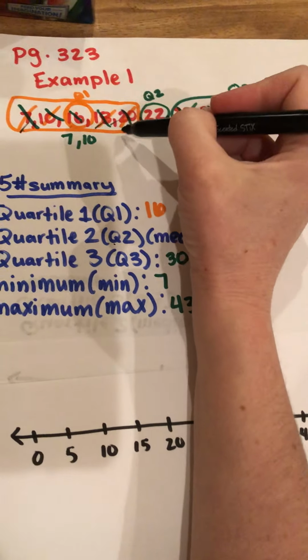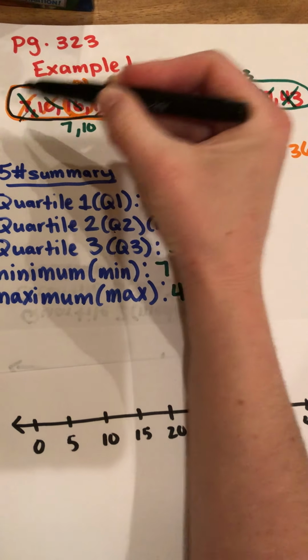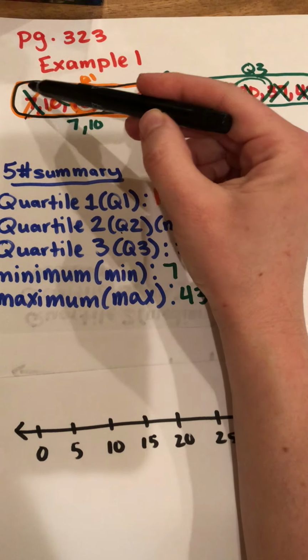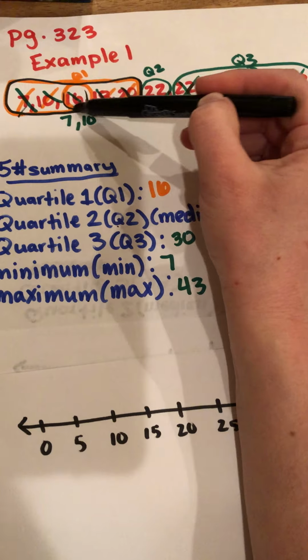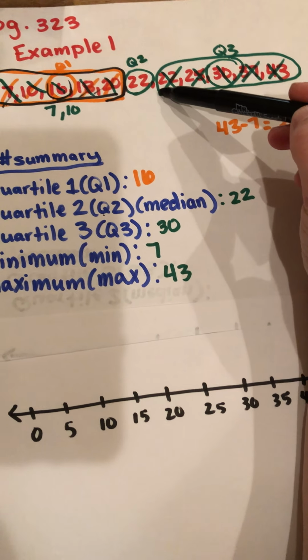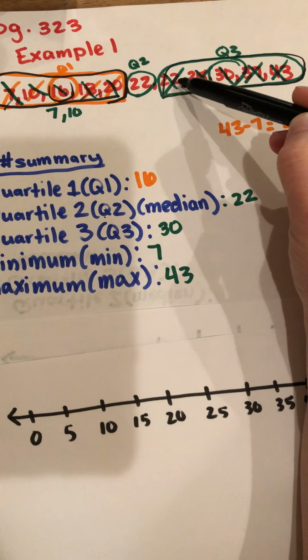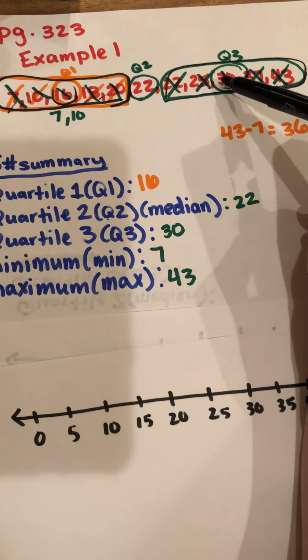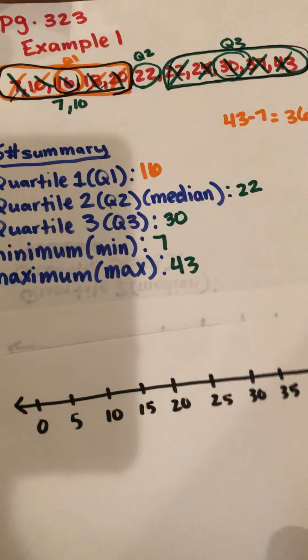Then I took the lower half of my data, the lower half of the median, and I found the middle number in those 5 numbers and found that the median was 16. So quartile 1 was 16. Then I looked at the upper quartile and found that the middle number of those 5 numbers was 30. So I put quartile 3 equals 30.